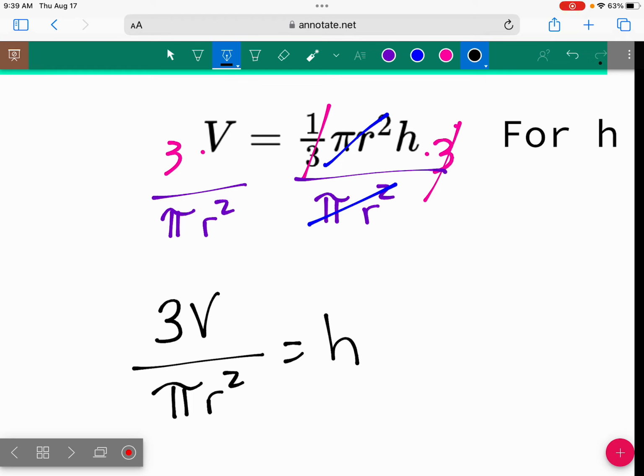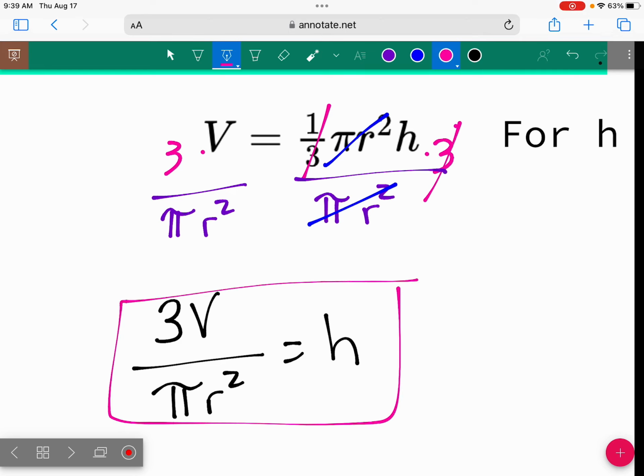And that's the answer. We got H by itself. When it says solve for a variable, it means get that piece by itself. All right, hardest one.